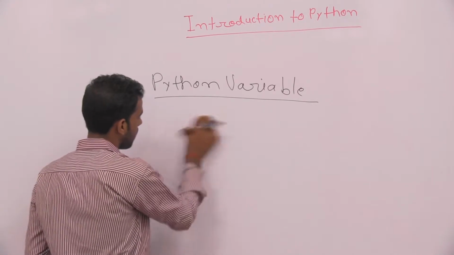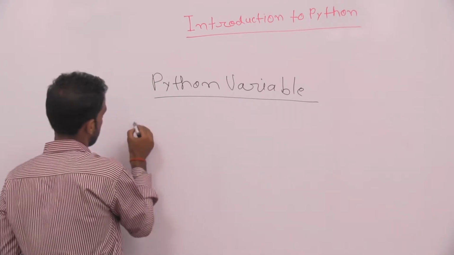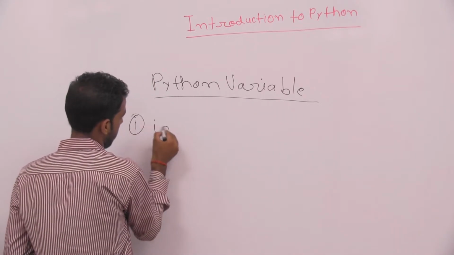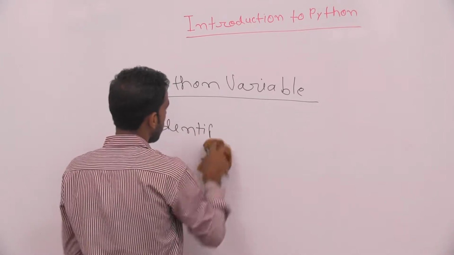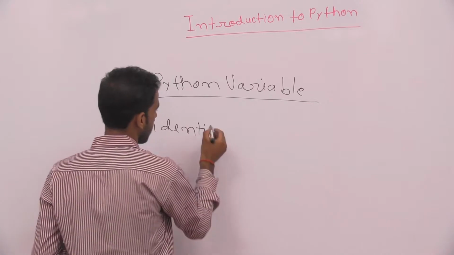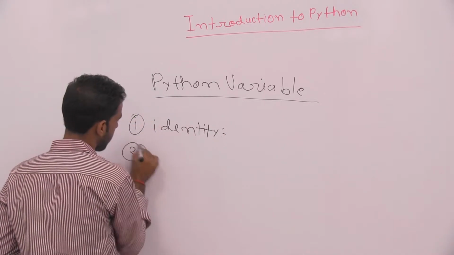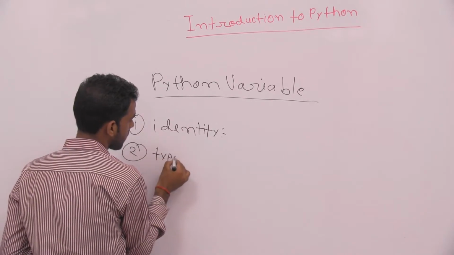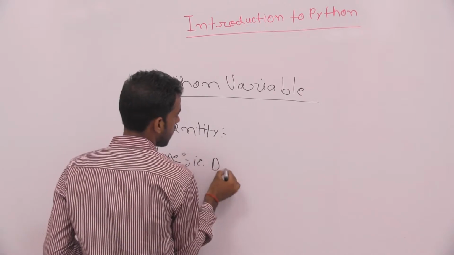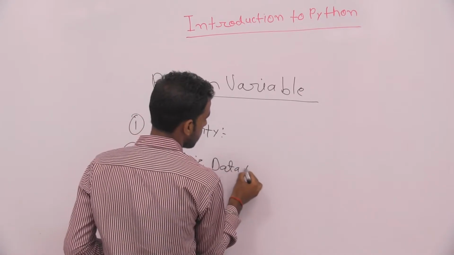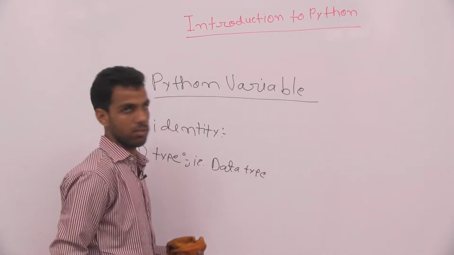Every variable has three things. First is identity. Identity means the memory location where the actual data of the variable has been stored. The second one is type. Type means data type. The data type means the type of data, whether it is an integer, character or string.